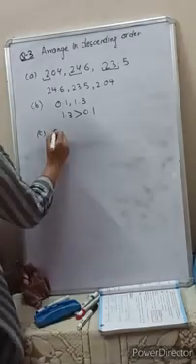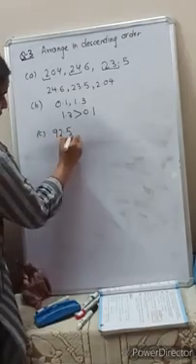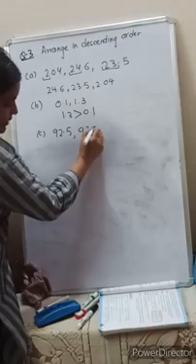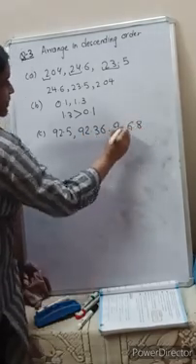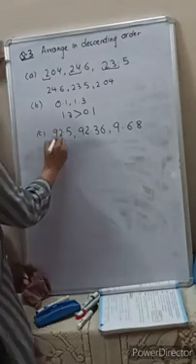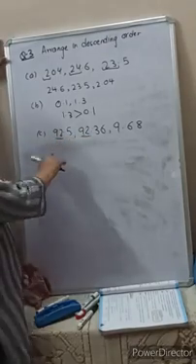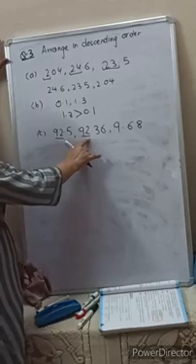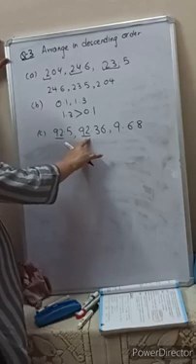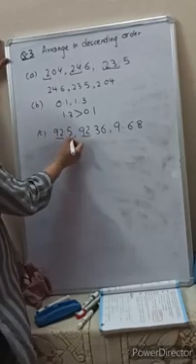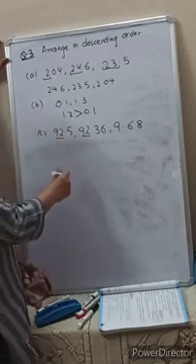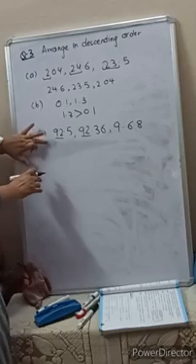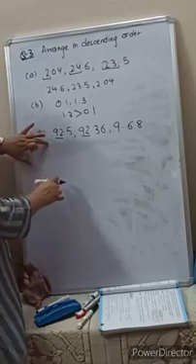Part is 92.5, 92.36 and 9.68. So first of all, we will look at the whole number part. Now this is 92, this is also 92. So we have to take care of the fraction part because the whole number part is equal. So in such cases, we have to make the decimals like decimals.